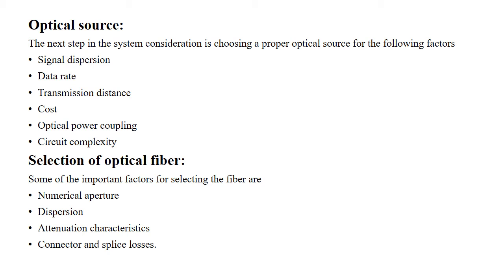Next one is selection of optical fiber. Some of the important factors for selecting the fibers are numerical aperture. As the NA increases, the power coupled into the fiber also increases, which in turn increases the dispersion, attenuation characteristics, connector and splice losses, and environmentally induced losses due to temperature variation, radiation effects, and dust and moisture on the connectors.